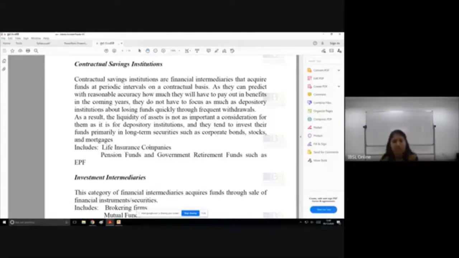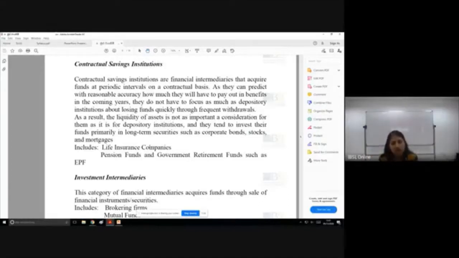Okay, but after that tenor, they can jolly well take the money and move out. But contractual savings institutions, think about EPF, have certain conditions, certain age limits for you to take the money back. So that institution knows that withdrawals are not so frequent. It happens at some particular time. They can easily calculate what the withdrawal amount can be.